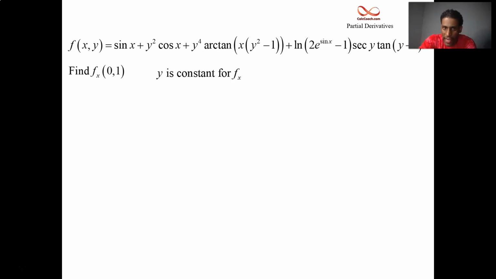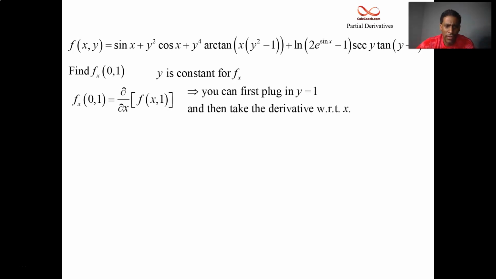You can flip that process and plug in for the y first. And so replace all of your y's with the 1, because y is supposed to be constant. It'll take this ridiculously complicated looking function and dramatically simplify it. So first plug in y equals 1 and then take the derivative with respect to x. Watch what happens when y is equal to 1.